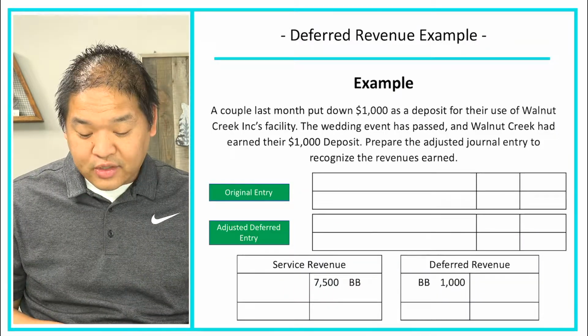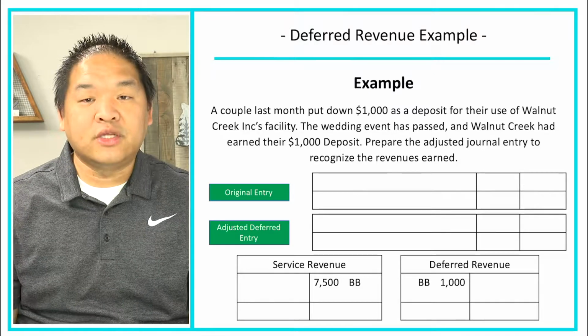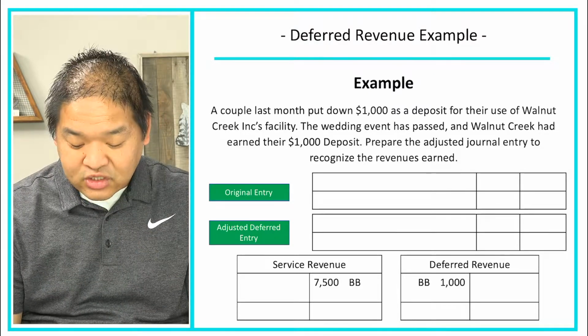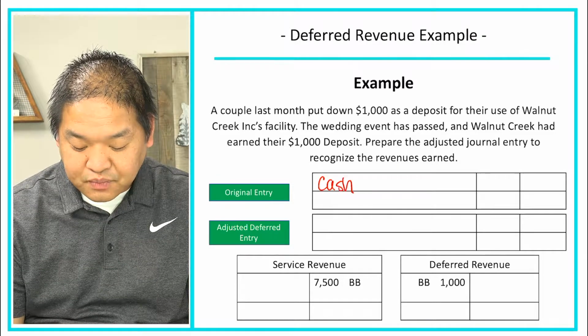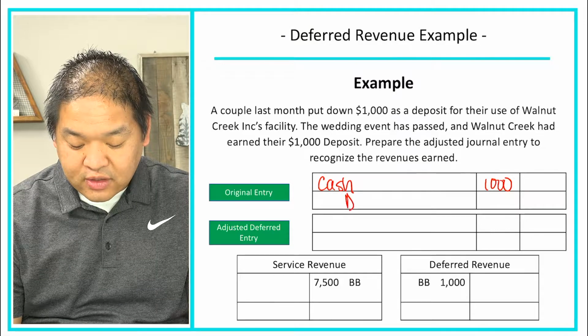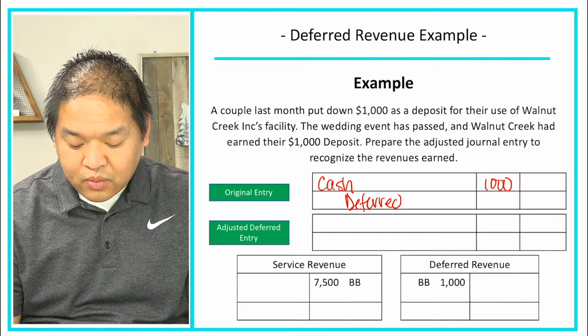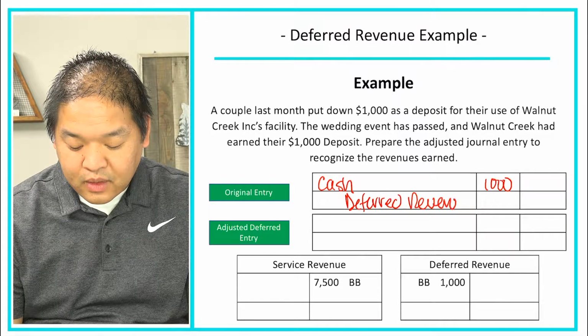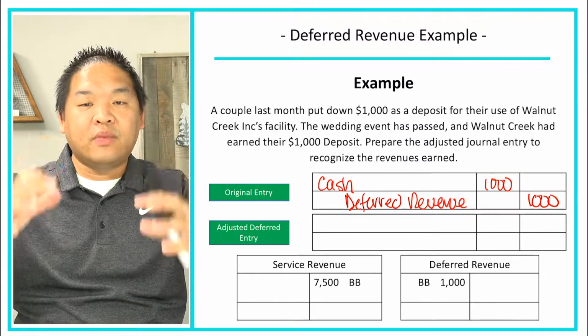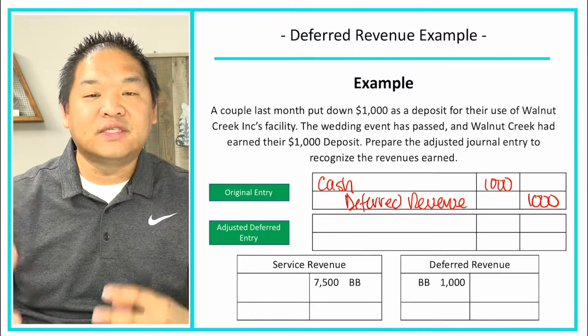So let's look at our journal entry here. The original entry probably looks something like this. We would have debited cash because we received cash of $1,000, and we would credit deferred revenue for $1,000. So that would have been the original entry. When the couple gave us $1,000, this is what we would have booked.